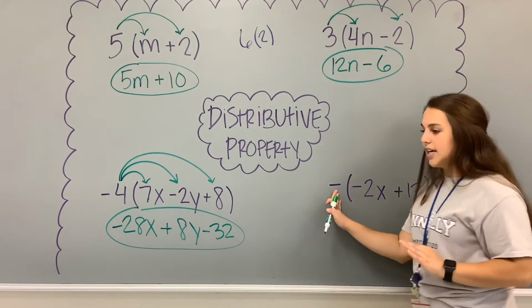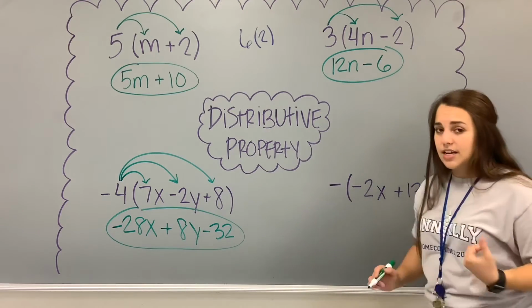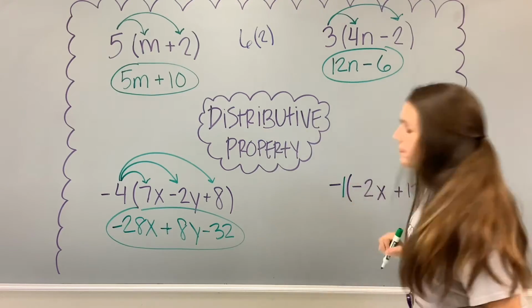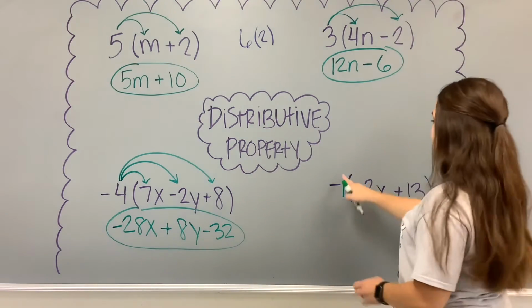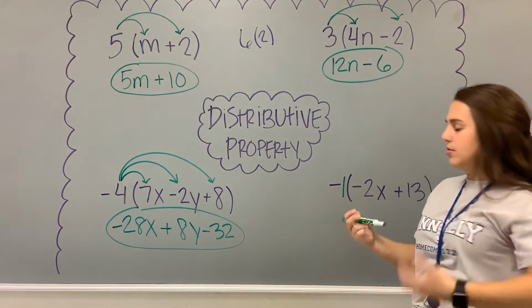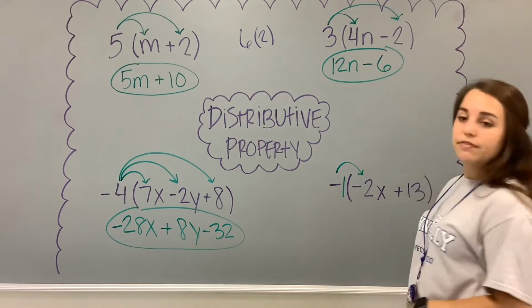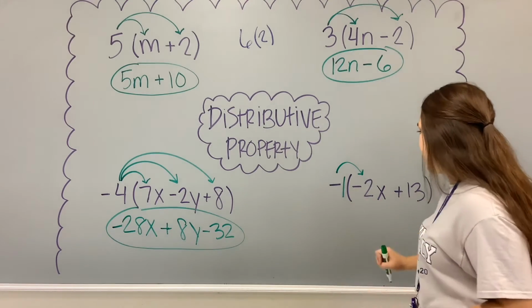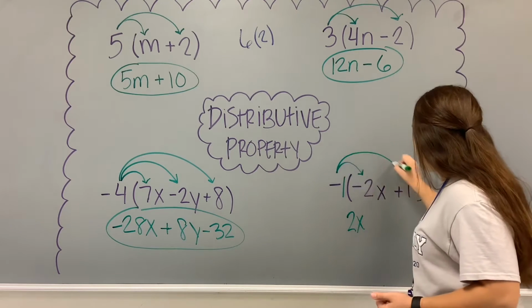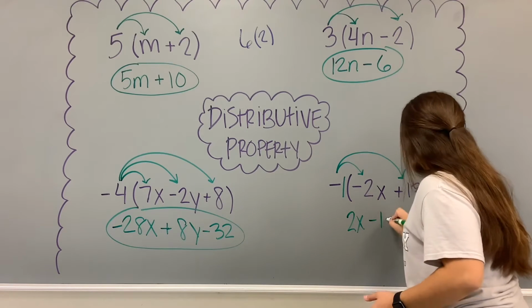What if you just had a negative sign or a minus sign in front of the parentheses? Technically, we still have to distribute. What's happening here is there is actually an invisible 1 right there in front of the parentheses, just like it is on variables, okay? So we have a -1 multiplied times a -2x. Two negatives multiplied together make a positive. We have a positive 2x. Then we have this -1 multiplied by 13. -1 times 13 is -13.